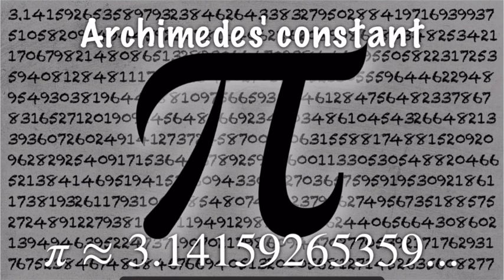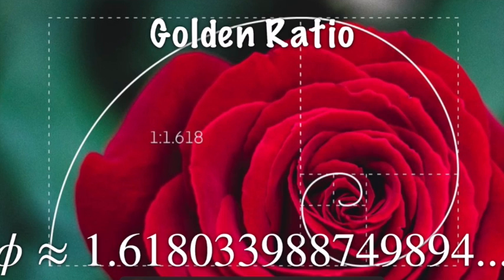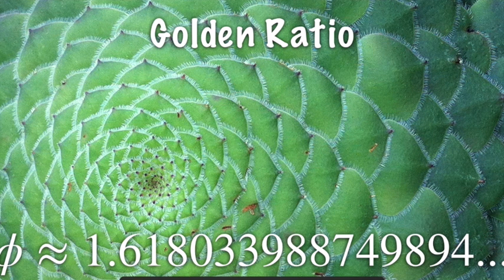So here are some fun ones. We have Archimedes' constant, aka pi. We also have the golden ratio, which is phi. Here you can see it in a rose, where it has that nice little spiral. That spiral comes from the Fibonacci sequence, or the golden ratio. Here you can see it as well, with a nice little spiral going along with it. This is a really common one in nature. It looks pretty because it's such a perfect ratio. That's why it's called the golden ratio.